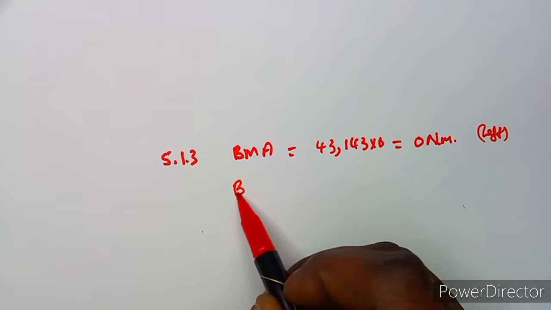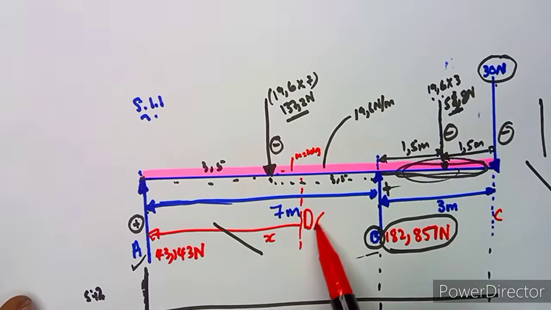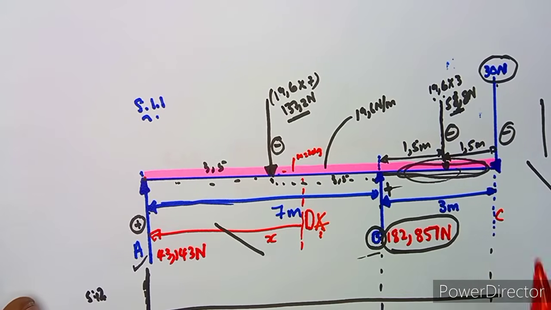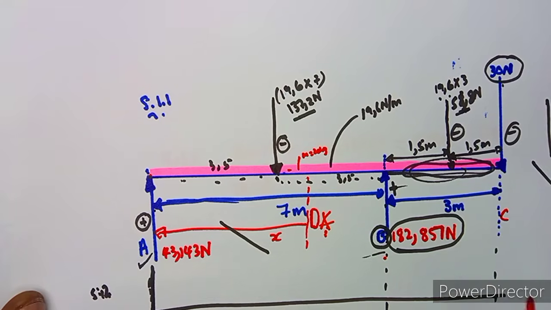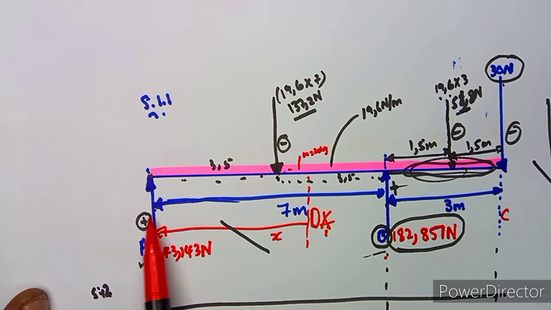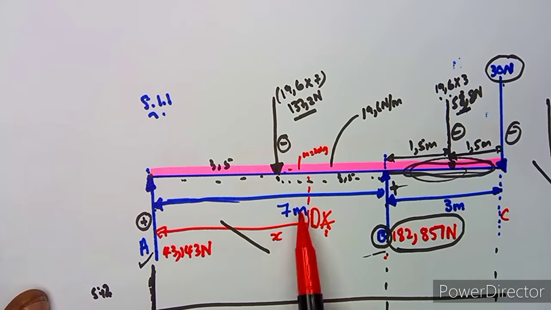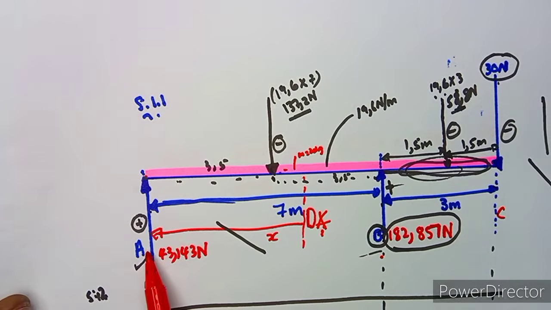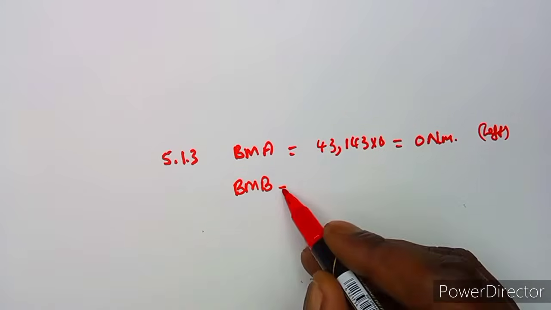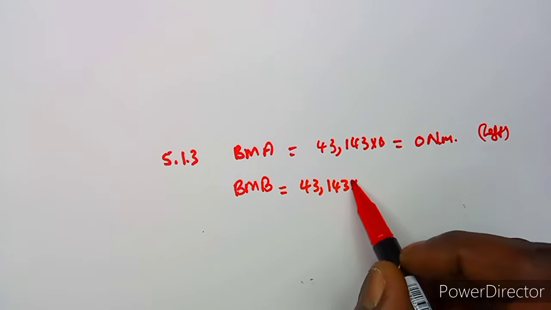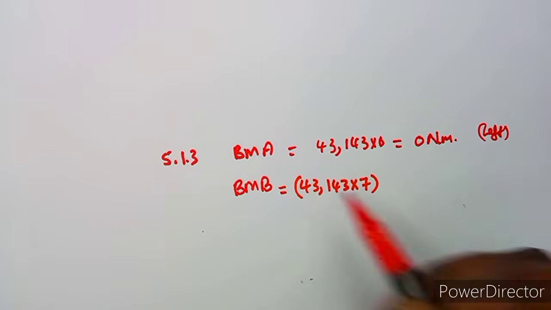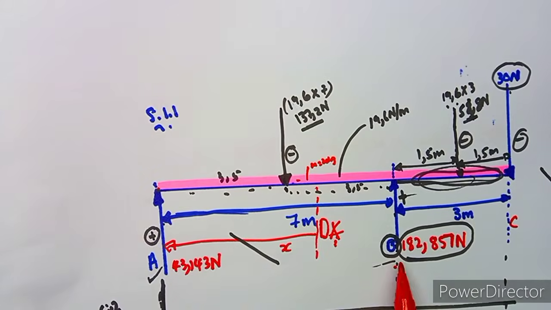We move on to the bending moments at B. So like I said, this one we are going to refer to later on. Let us use the exact point that we have. At B, we have A going to the point B with 7 meters. So it's going to be positive. So let's just start with A, which is 43,143 times 7. It's positive, this one. All right, back to B.